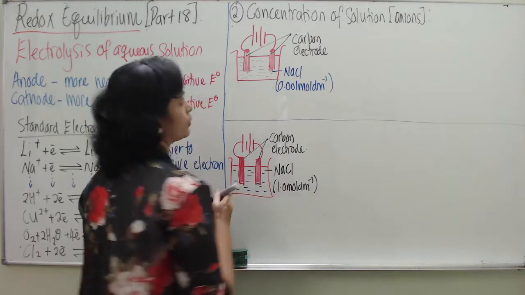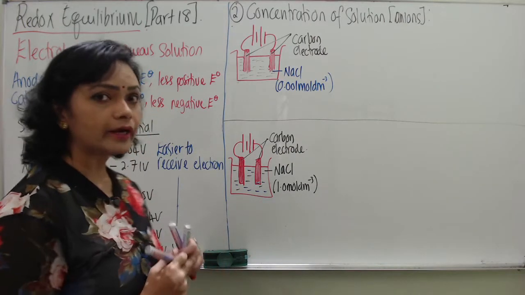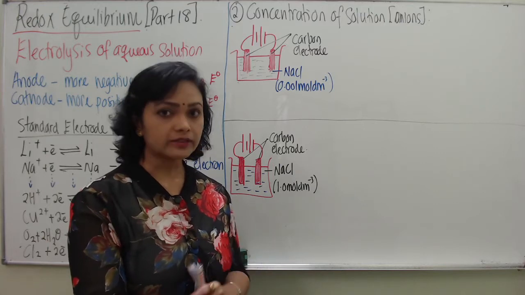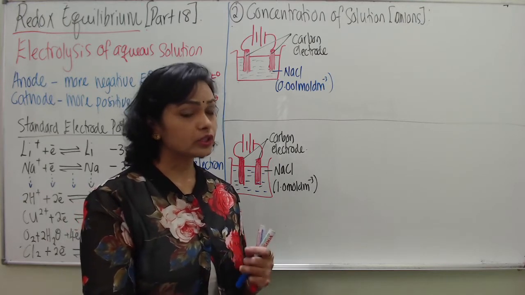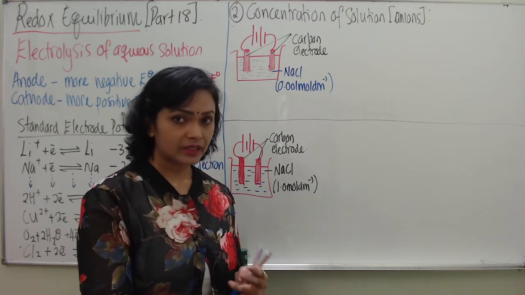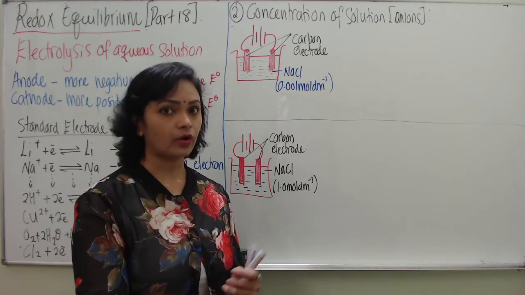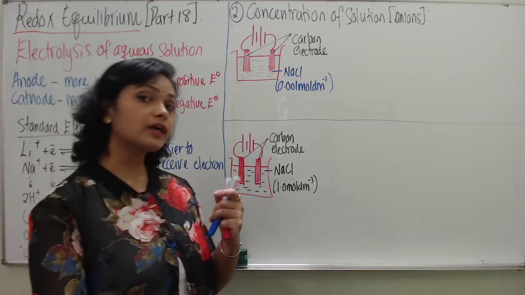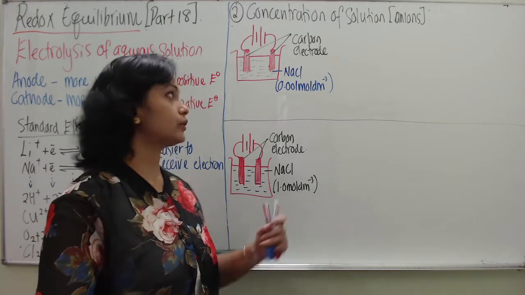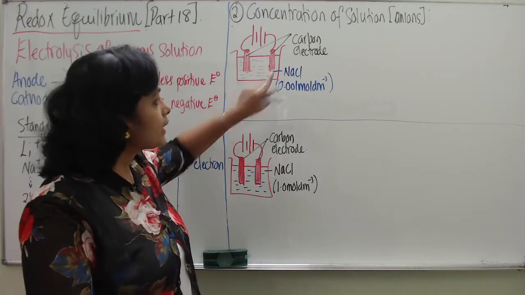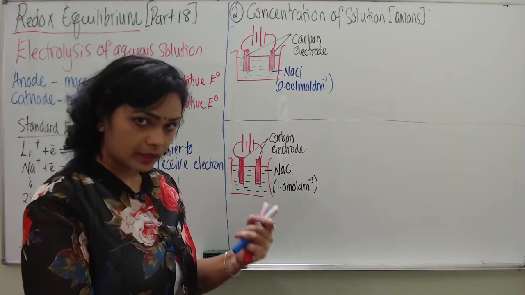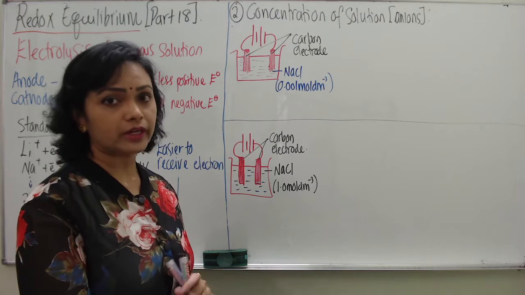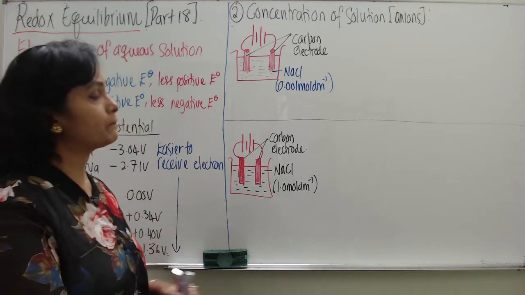Carbon electrodes are inert electrodes, different from a voltaic cell, where students will be using two metals as the electrodes. Since carbon electrode is an inert electrode, of course, the electrolyte will be taking part in the electrolysis process.